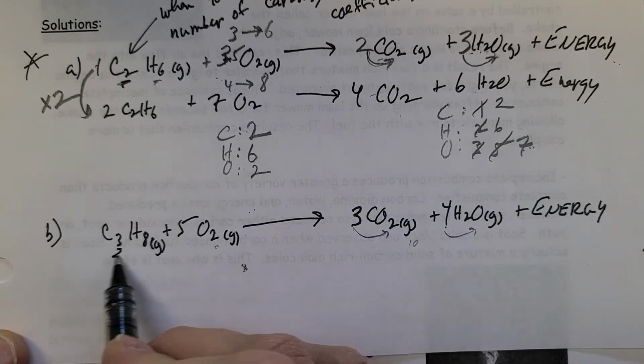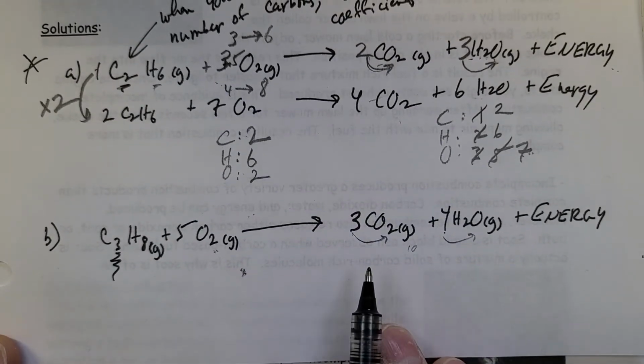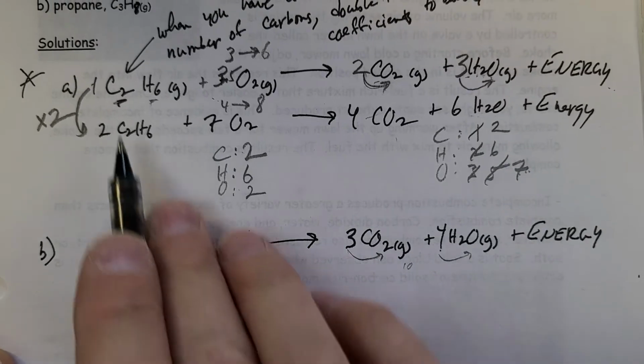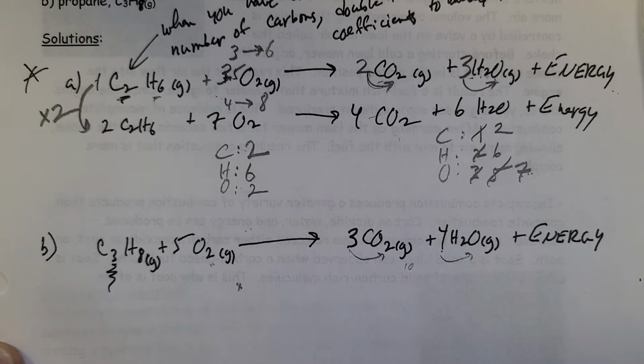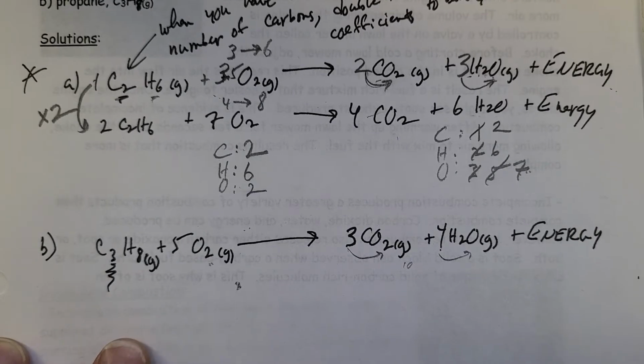So when this is an odd number, it's very easy to balance out. We don't have to worry about doubling anything. It's when this is an even number that we have to worry about doubling the coefficients to get the balancing done.